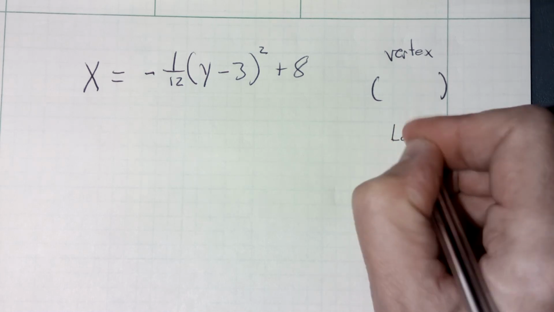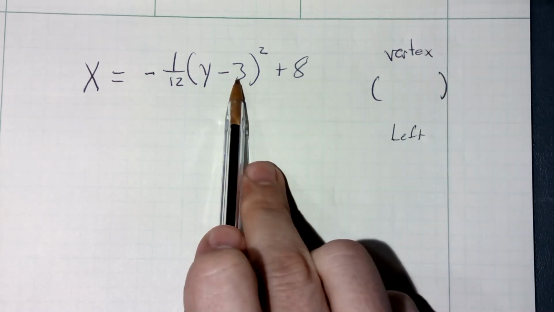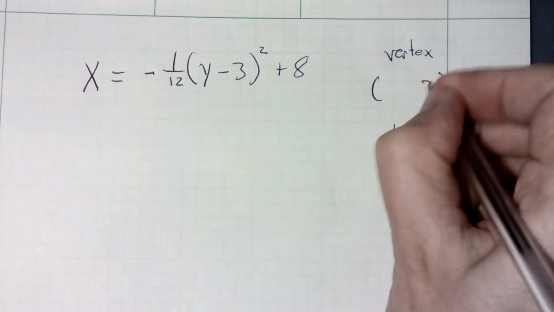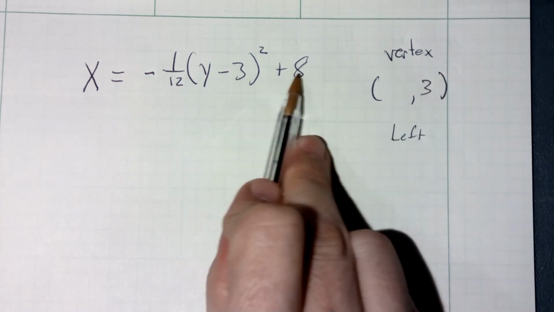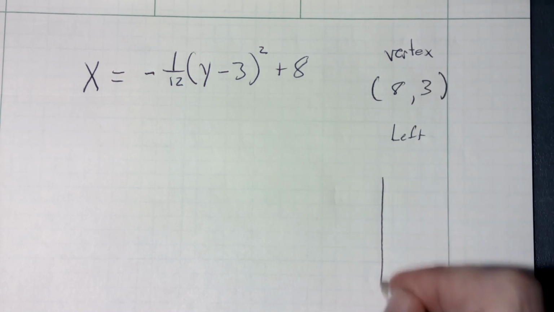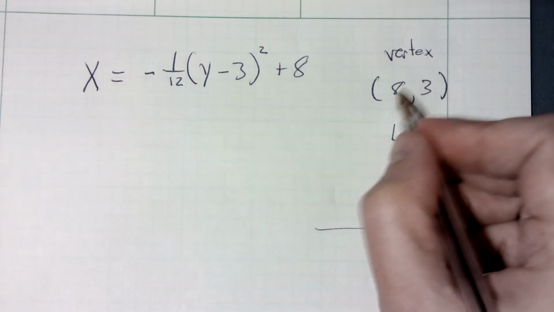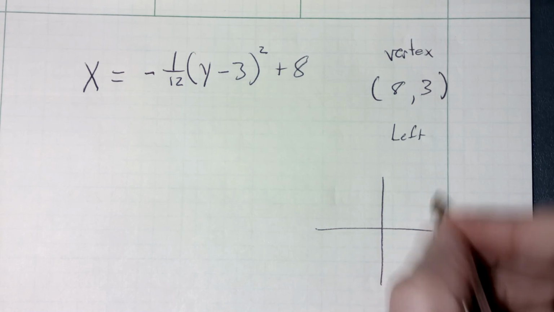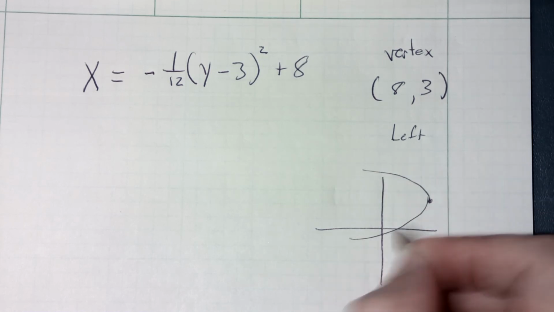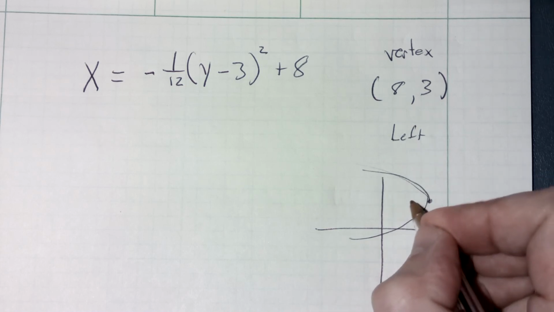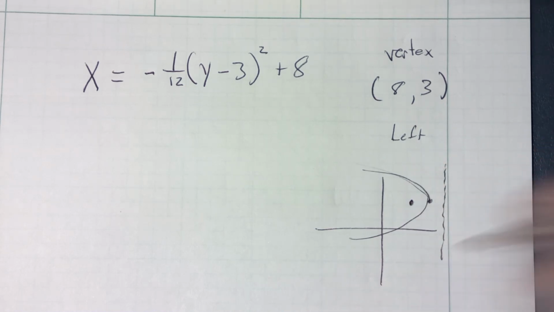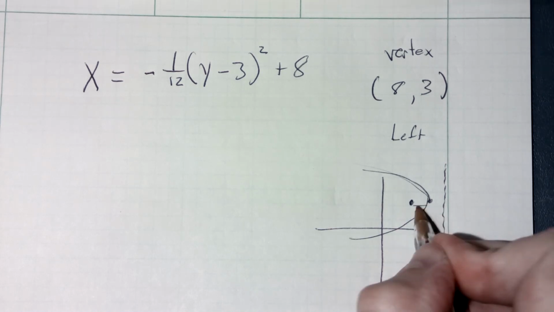So it's open left. And the vertex, now be careful here, the y value of my vertex is 3, and the x value of my vertex is 8. So I found my vertex. Now again, I just like to draw a quick little thing. My vertex is over 8, up 3, and I'm opened left. I open like this. That means my focal point will be somewhere over here, and my directrix will be to the right of that.